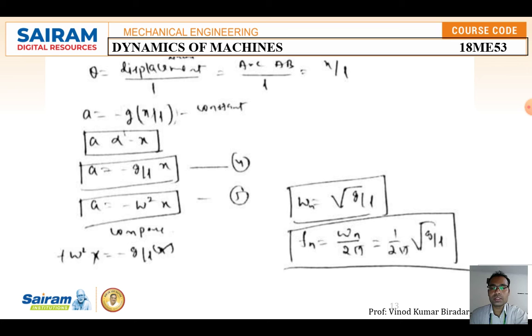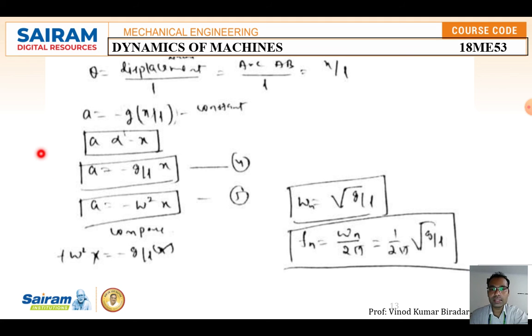Okay, so displacement is equal to what? x by L. So a is equal to minus g, so just substitute there, theta is x by L, that is equal to constant. Okay, a is directly proportional to minus x, that is a is equal to what? Minus g by L into x, give equation number 4. Okay, a is equal to minus, this is what? The angular frequency, minus omega square into x, give equation number 5.